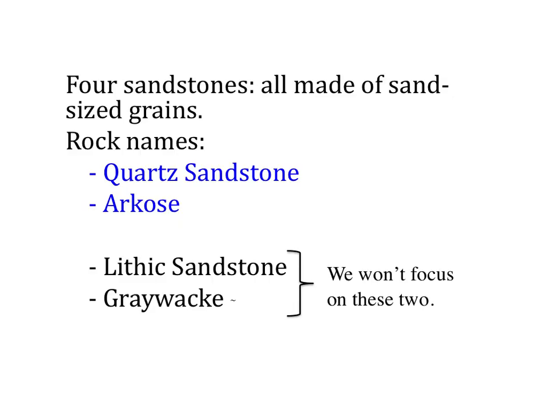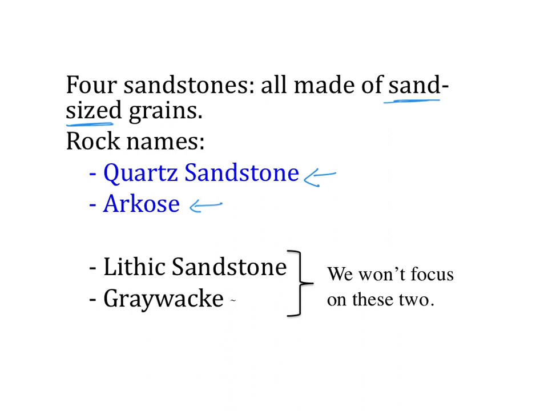So the next size category is medium-sized grains. So these are sand-sized grains. So remember, things that are smaller than Rice Krispies but bigger than the mud. The two rock names that we're going to learn in this category are quartz sandstone and arkose.